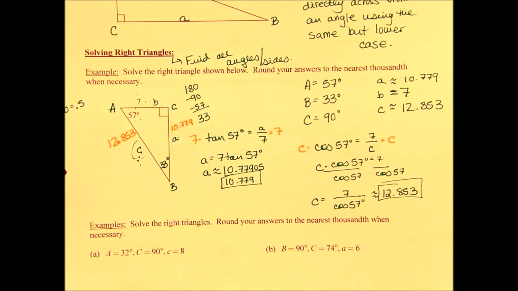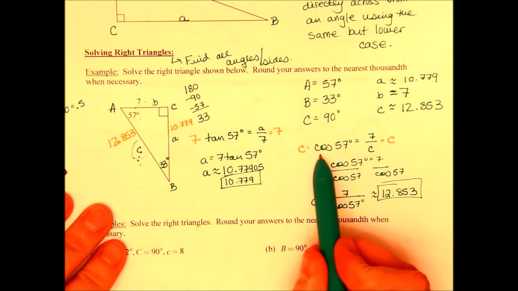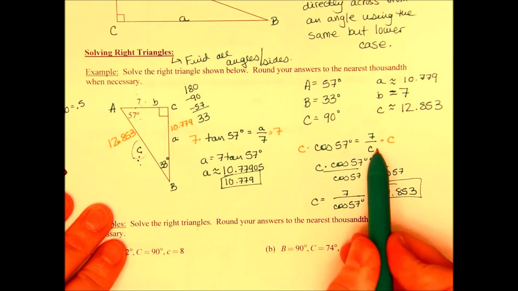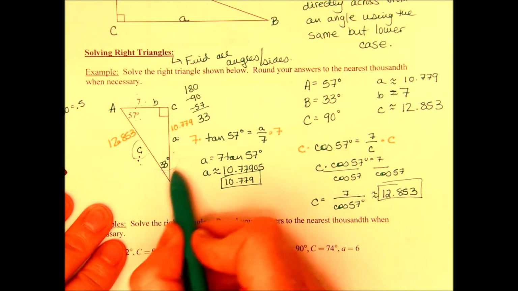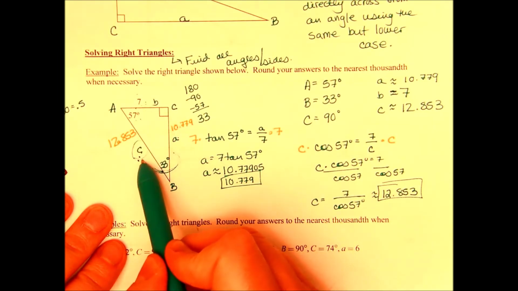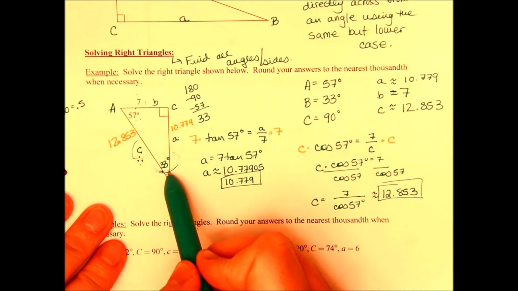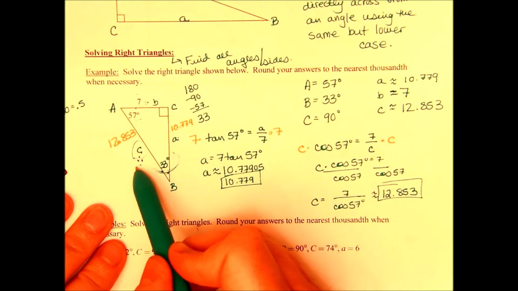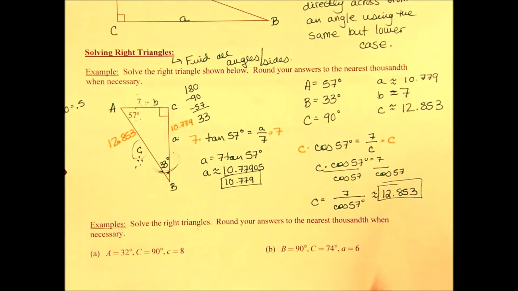Now, there's more than one way to do this. I said the cosine of 57 equals 7 over C. Well, I could have used 33. And if I use 33, my 7 would be the opposite. My C would be the hypotenuse. I would use the sine of 33 degrees equals the opposite, 7, over the hypotenuse C. The work would look different, but you'd still end up with the same number.